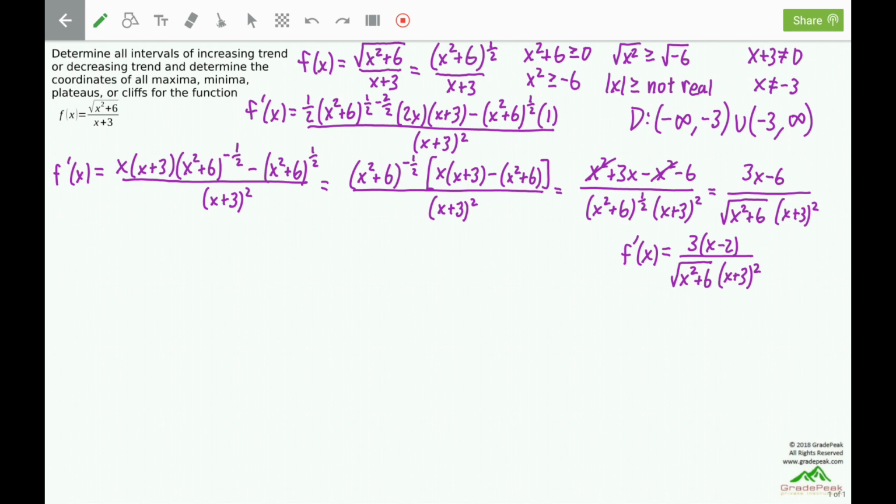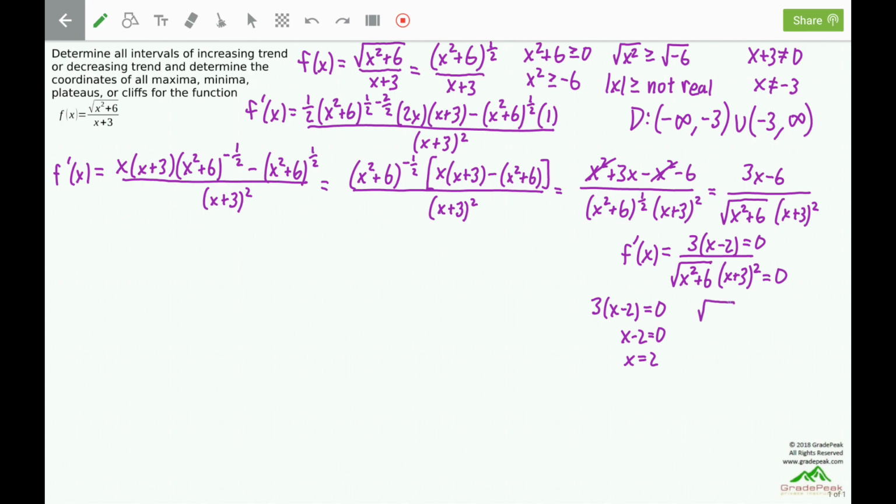Everything is to a positive power, so we can now set the numerator equal to 0 and the denominator equal to 0 and solve for all x's. Starting with the numerator, 3 times x minus 2 equals 0. We can divide by 3, so just x minus 2 equals 0, and we can add 2 to both sides, so x equals 2.